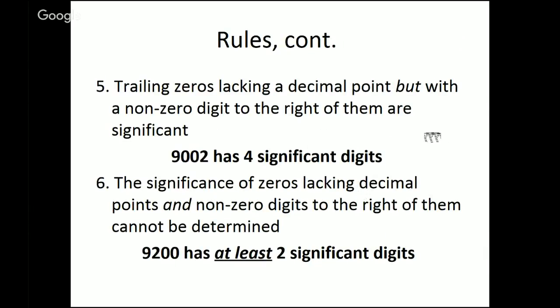Okay. Rule number 5 here kind of repeats itself. So I'm going to skip to rule 6 down here. And this has to do with zeros that are trailing, that are to the right of non-zero numbers, but do not have a decimal point in them. For this, it gets a little tricky. We don't necessarily consider zeros that fall to the right without a decimal point significant. So all you can say about a number like 9200 is that it has at least 2 significant digits. And you could say that the 2 zeros that are there are considered indeterminate. So you could refer to those either way.